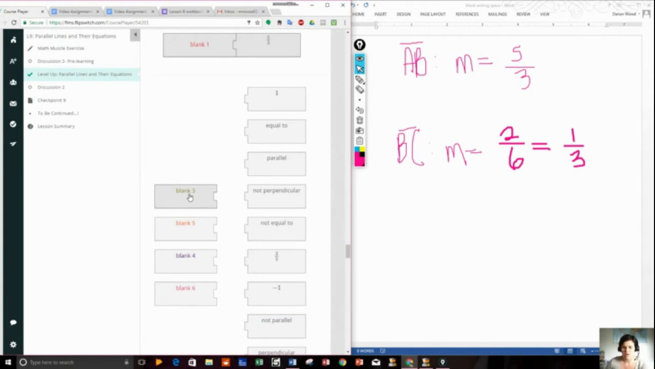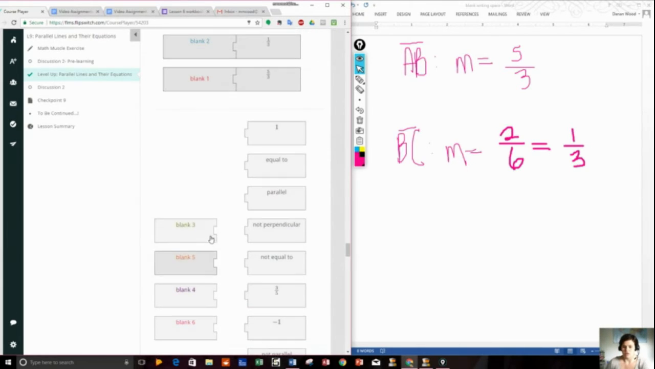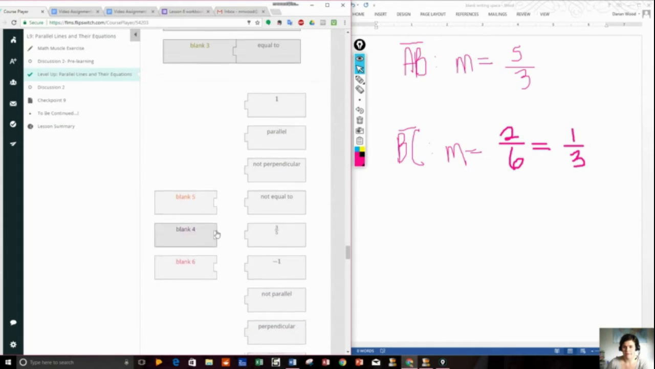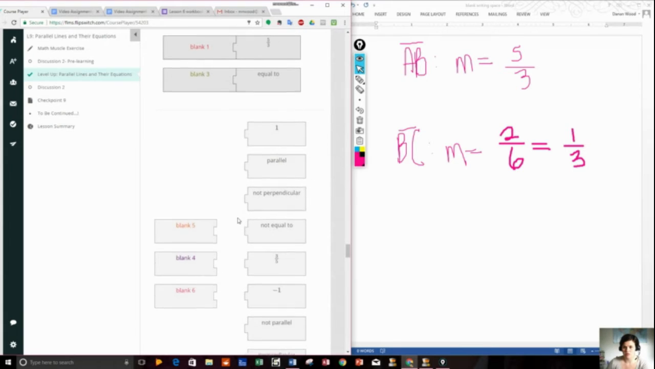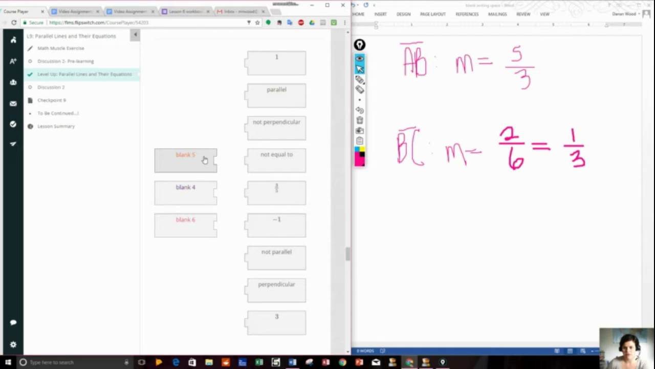Alright, so blank 3 should say, it follows that since the slope of BC is blank the slope of AD, BC is equal to, so that's what blank 3 is going to be. Blank 4 is going to be not equal to, since 5/3 and 1/3 are not the same. So not equal to is blank 4.